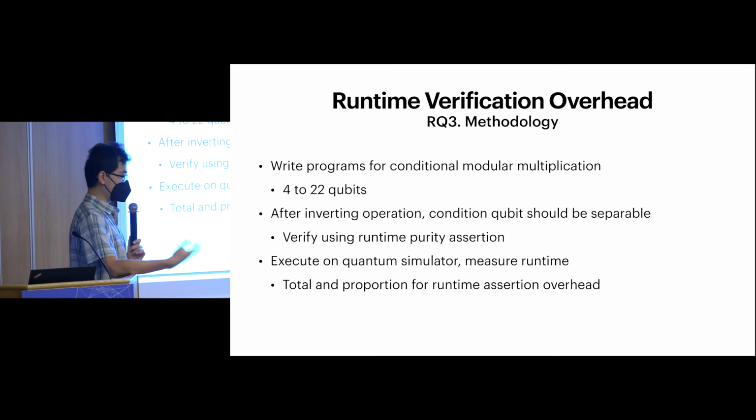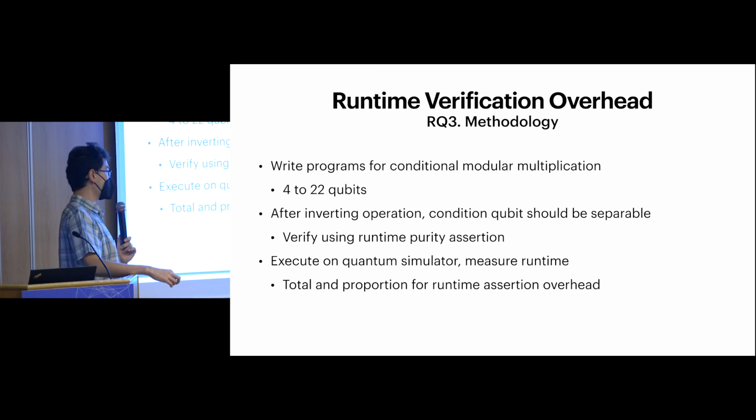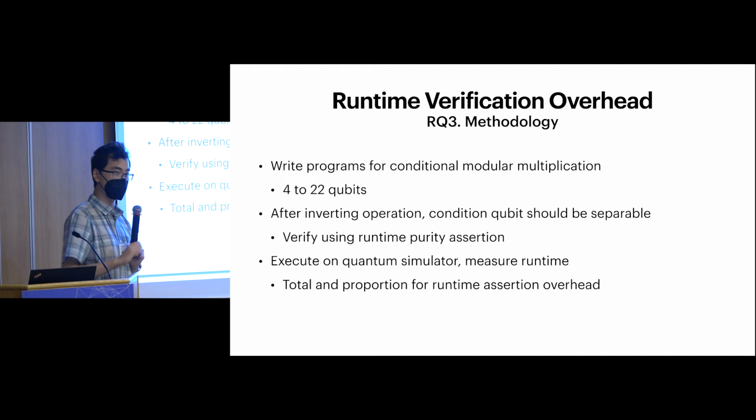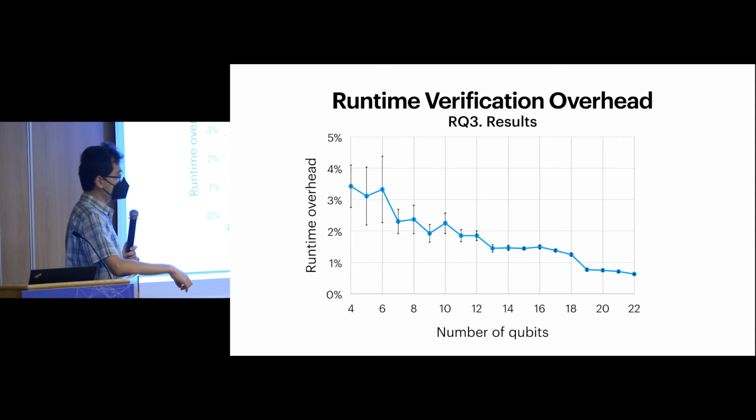So, of course, we're trying to evaluate the performance, but we don't have access to a quantum computer that can really robustly handle 22 qubits. So we evaluated it in simulation. We implemented Twist in a quantum simulator, and we computed the total runtime of these programs and the proportion of runtime that was spent actually checking these runtime verifications. So these are the results that we got.